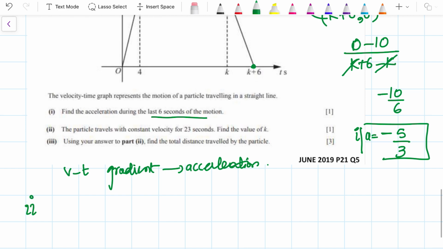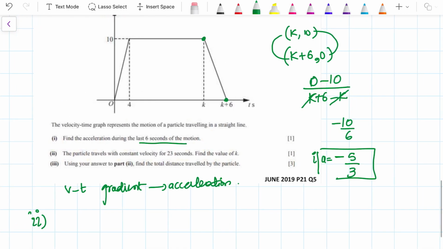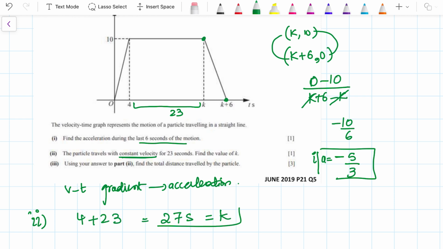Second part. The particle travels with constant velocity for 23 seconds. Find the value of k. So for 23 seconds, it travels with a constant velocity. So 4 plus 23 means at 27 seconds. That means that is my value of k.